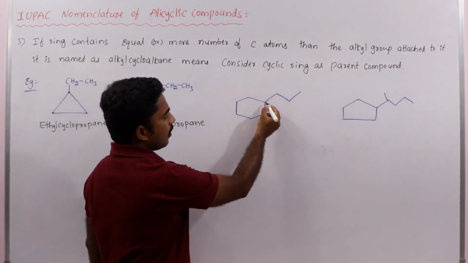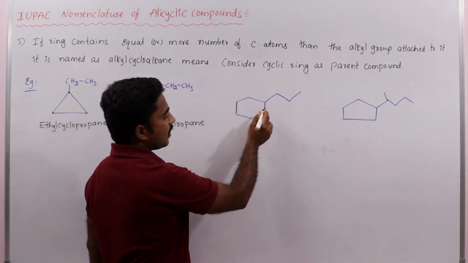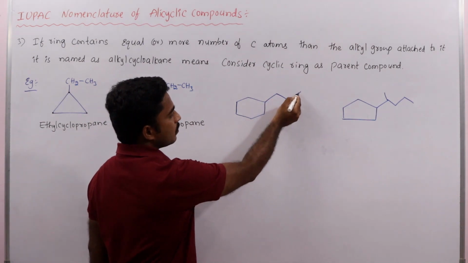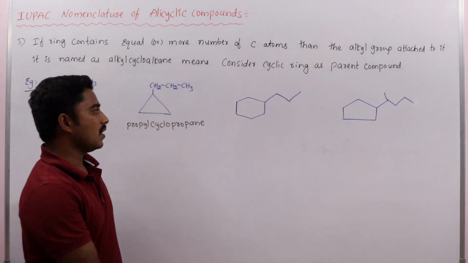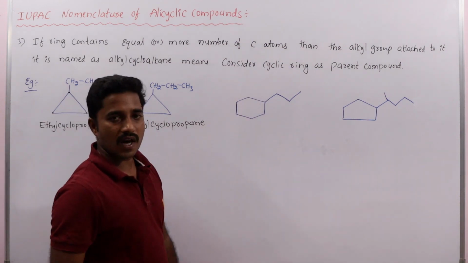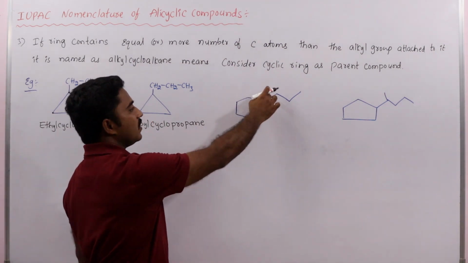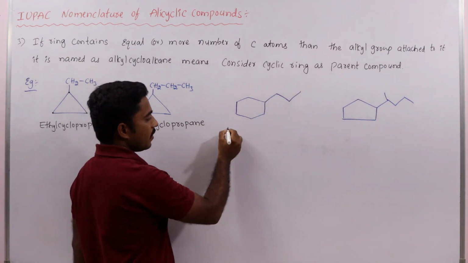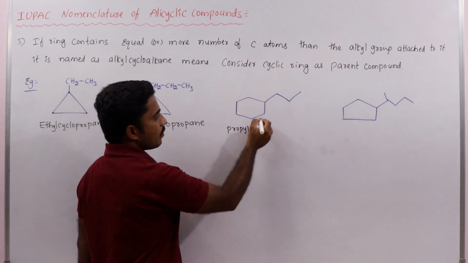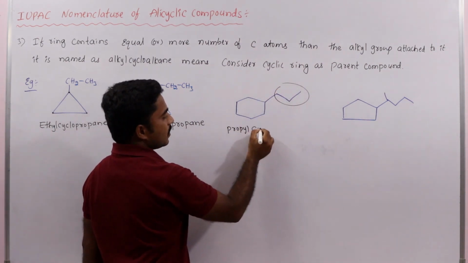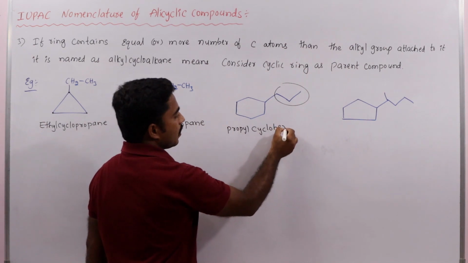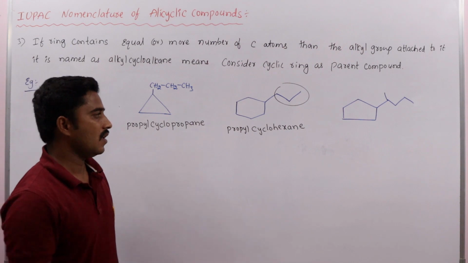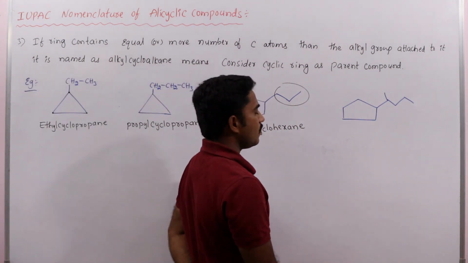So let us see another case. Here, this is a cyclic hexane ring. 3 carbons are there in the side chain, 1, 2, 3 carbons are present. The cyclic ring contains more carbons, that's why the cyclic ring is the parent compound. Then this alkyl group acts as a substituent. That's why here it is propyl. This is a propyl. That's why propyl cyclohexane. Propyl cyclohexane.